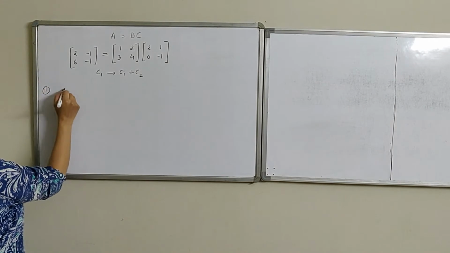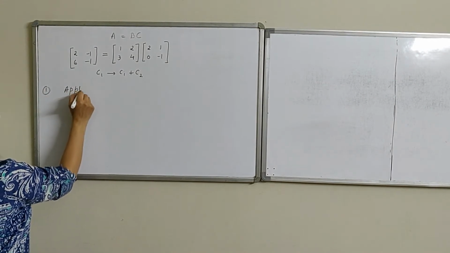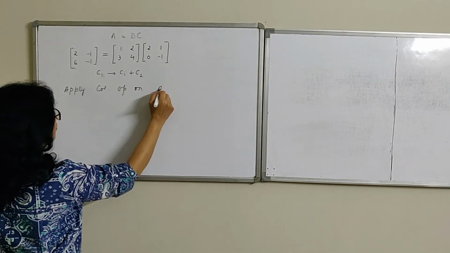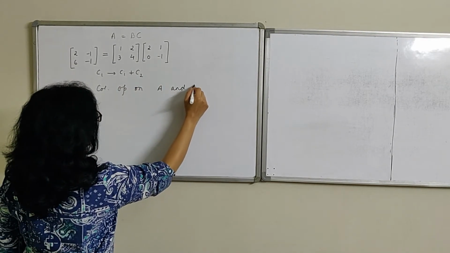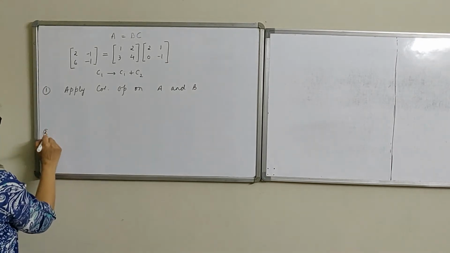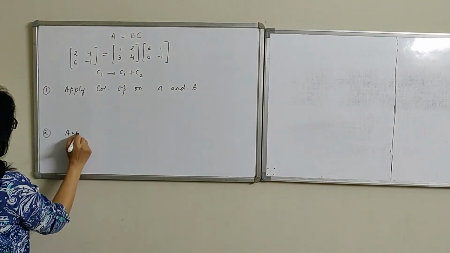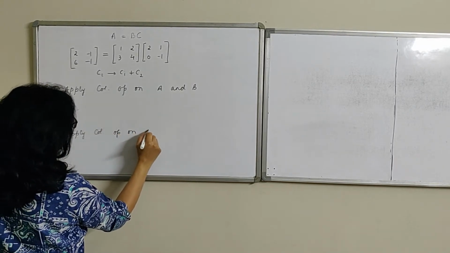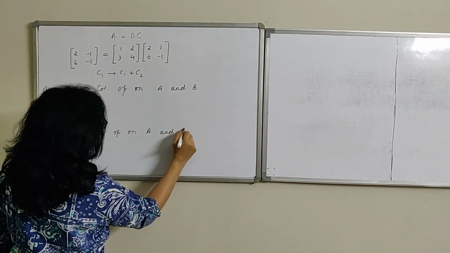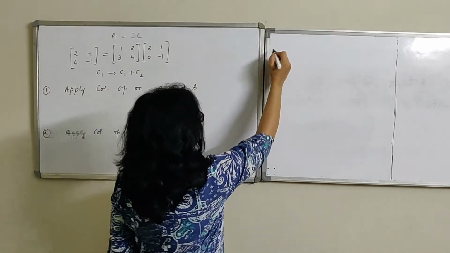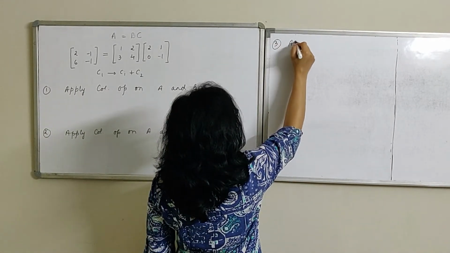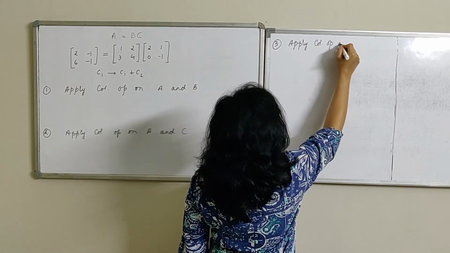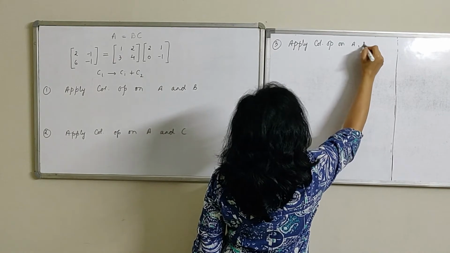So again there are three cases possible. Apply column operation on matrix A and B only. Second case, apply column operation on matrix A and C only. And the third case, apply column operation on all the three matrices.